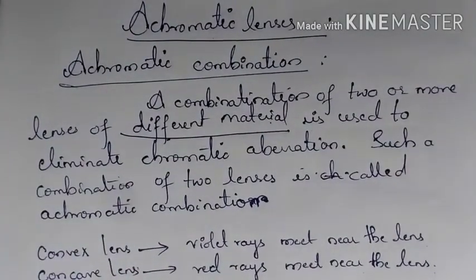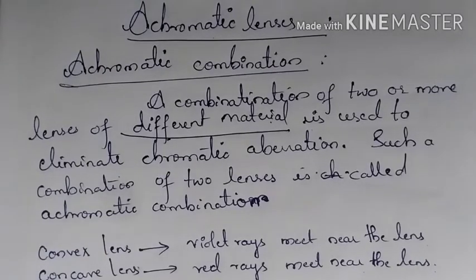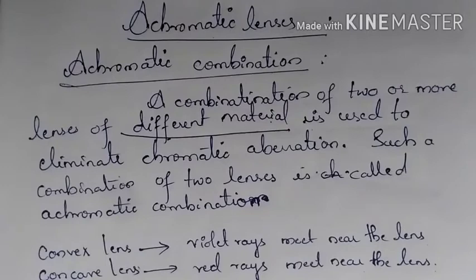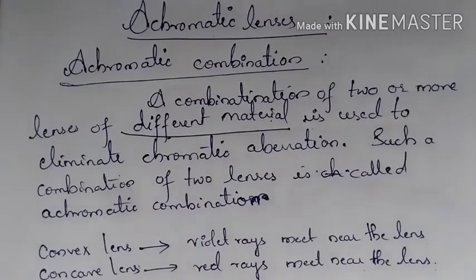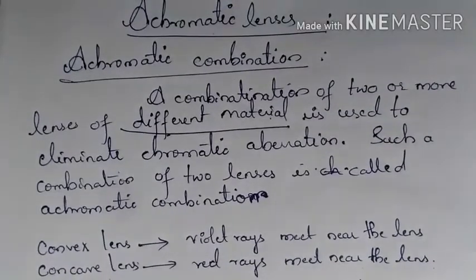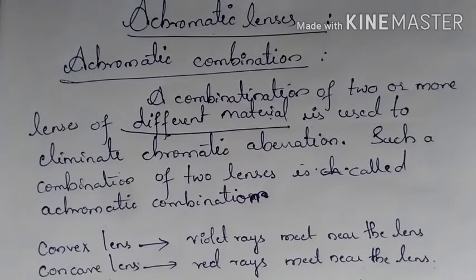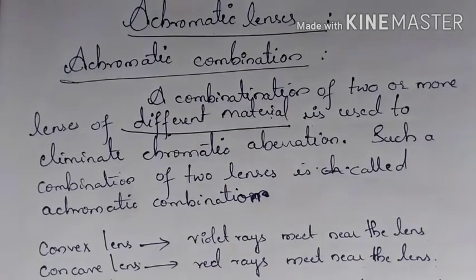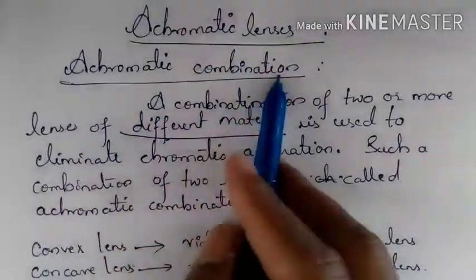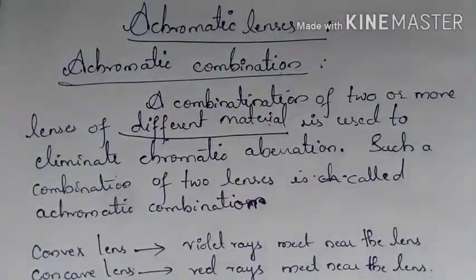So that is the achromatic lens. In achromatic lenses we use a combination of two different lenses made up of two different materials. The material used for the first lens will not be used for the second lens. So here you have two different lenses made of two different materials, and with this itself you can minimize the chromatic aberration. That is the achromatic combination, and this method can minimize the chromatic aberration.